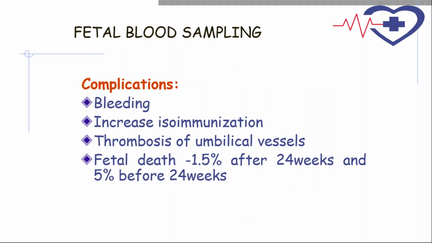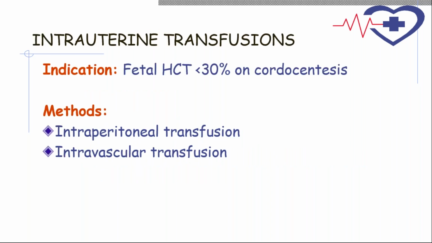You aspirate about 2 to 3 cc samples, send it for blood grouping and hematocrit urgently. And by the time the sample report comes back, you slowly start transfusing. The baby which we had transfused day before yesterday had a hematocrit of only 12%. And if hematocrit is less than 30%, then you have to do an intrauterine transfusion.